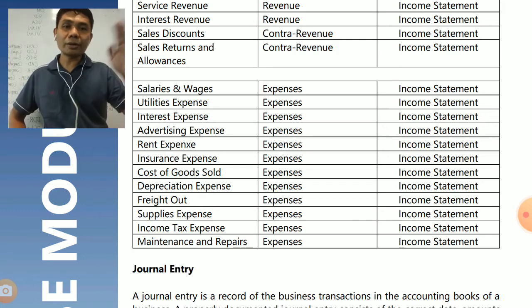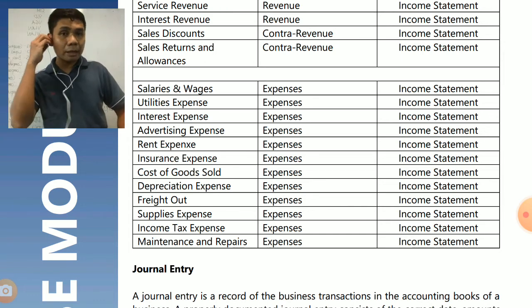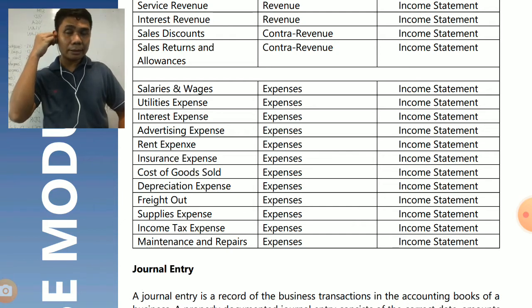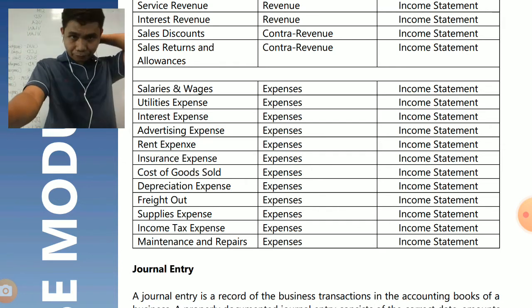So you need to recognize depreciation expense. There are actually many ways to calculate depreciation expense, but we will not include the calculation here. The amount of depreciation is given directly.